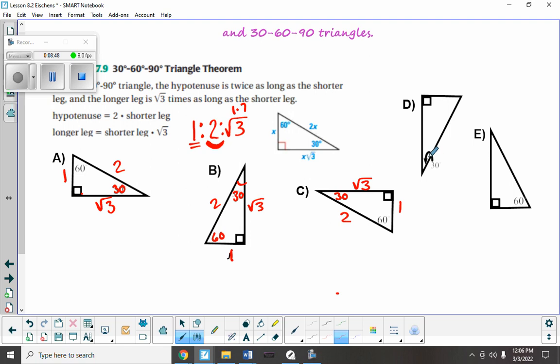To practice it again, this is the 30-degree angle down here. So across from the 30 is 1. Hypotenuse is 2. This is the 60. Across from that is root 3. We have to memorize that. So this is a 30. Across from that is 1. Hypotenuse is 2. The middle, or the longer leg, is root 3.